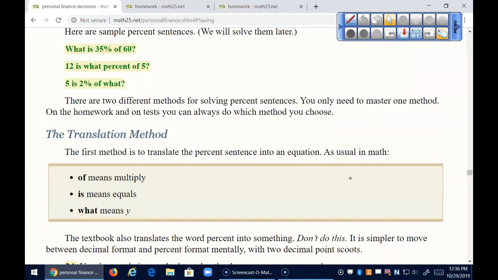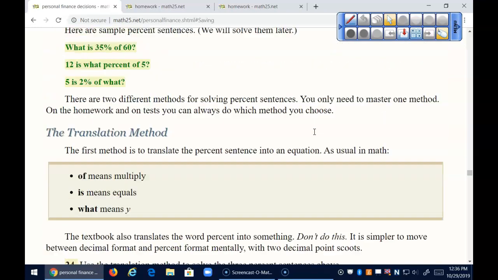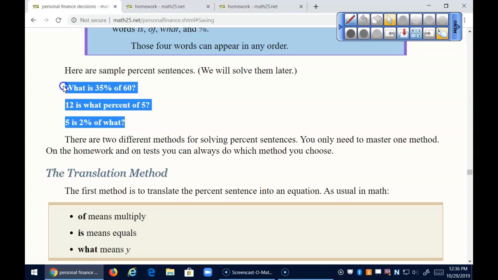So if you want to translate to solve percent sentences, you use the normal things you do for word problems. Of is multiply, is means equals, what is your letter, and I always use y. The textbook in Math 20 uses the word percent becomes something, but don't do that. Riplop is much easier. So let's do these 3 with the translate method.